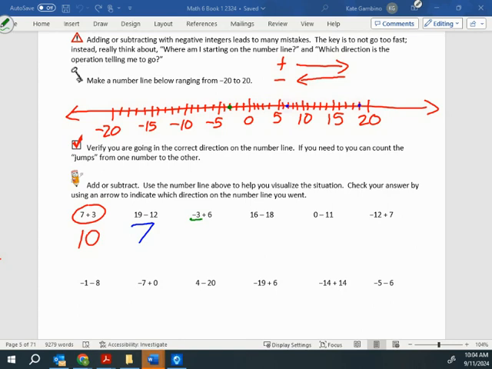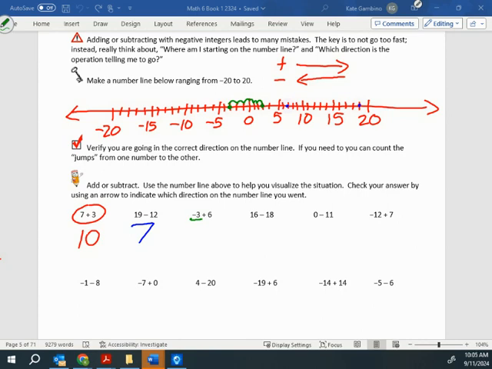Now I'm going to add 6. What direction on the number line am I going to go, Kylie? I'm going to go to the right. How many jumps to the right do I have to go, James? 6, because I'm adding 6. So I'm going to go 1, 2, 3, 4, 5, 6. And I end up right here.